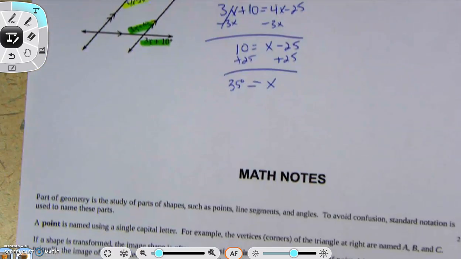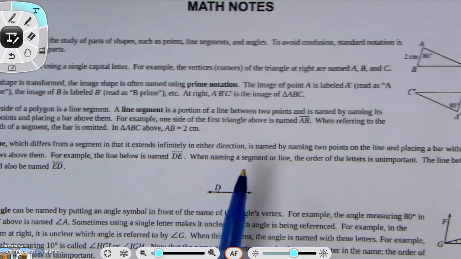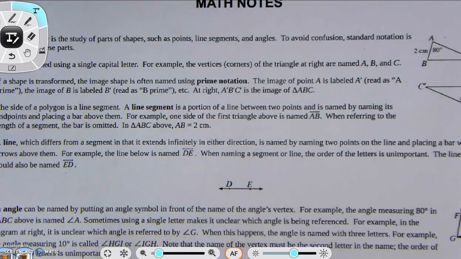Okay, so a couple other important things, super important. Make sure you read the math notes on how we label things. Again, labeling and symbols are going to be super, super important in geometry. So hopefully this helped a little bit. And make sure we finish 2-1-2 homework for tomorrow.